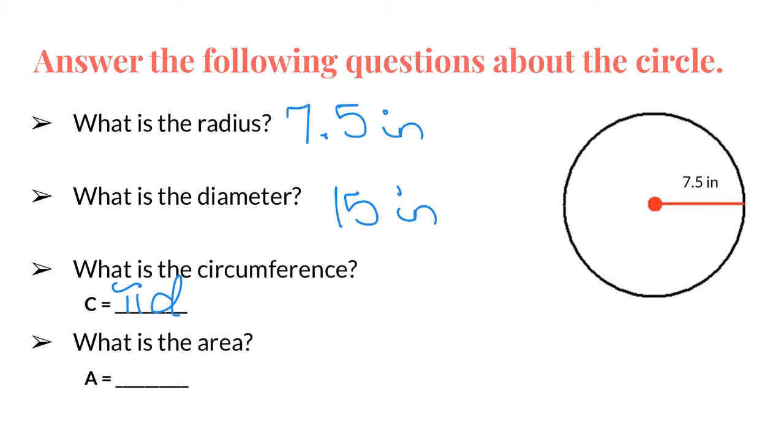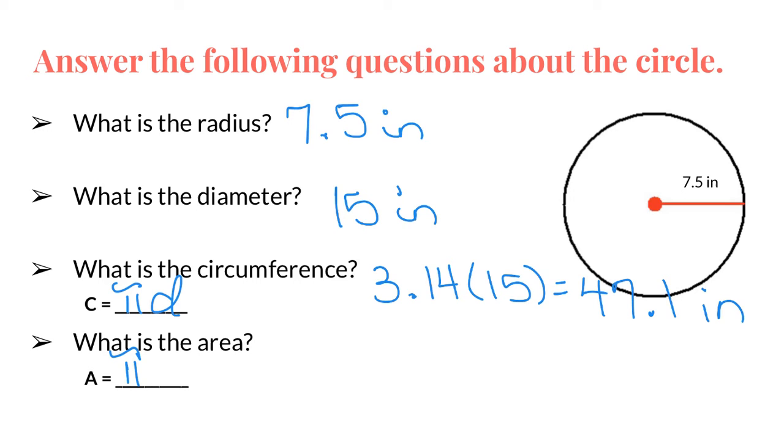Keelan. 3.14 times 15. And that gives us a circumference of how much, Keelan? 47.1 inches. Notice radius, diameter, circumference were just the unit. No exponents here. They're just measuring a distance. Area, pi r squared. So how are we going to go about finding this area?